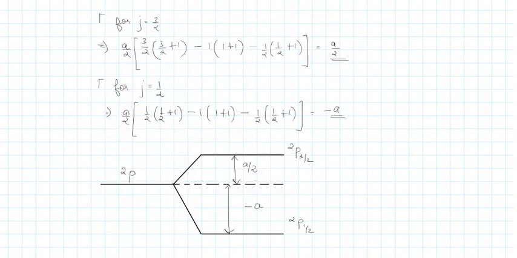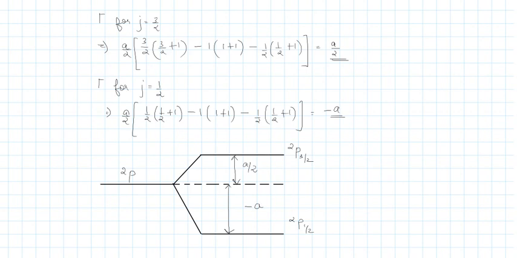So, what is gamma for J equal to 3 by 2? Gamma is evaluated using the expression given before, and we obtain it as A by 2. Now, what is gamma for J equal to half? Plug in the values and obtain gamma as minus A. So what do we understand? When gamma is minus A, it indicates that the level shifts downward from the hypothetical position by this much. And for gamma positive, the level shifts upwards by this amount.